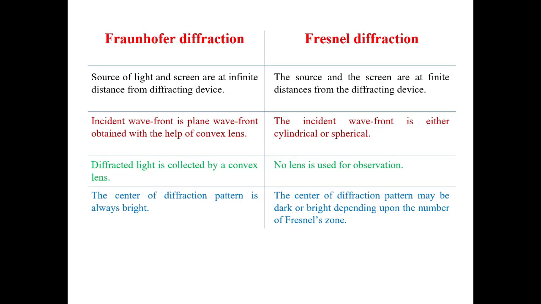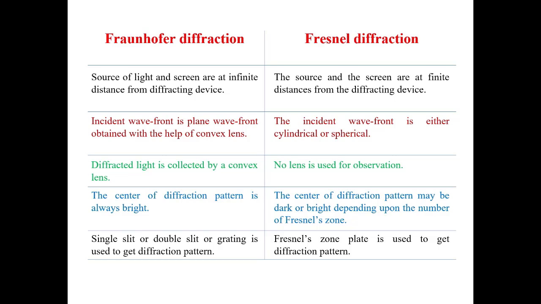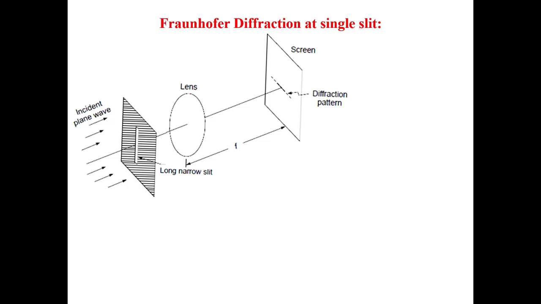In Fraunhofer diffraction, the center of the diffraction pattern is always bright, but in Fresnel diffraction, it is not the case. In Fraunhofer diffraction, a single slit or double slit or a grating is used to get the diffraction pattern, while in Fresnel diffraction, a zone plate is used to get the diffraction pattern. In this course, we will focus only on the Fraunhofer diffraction pattern.